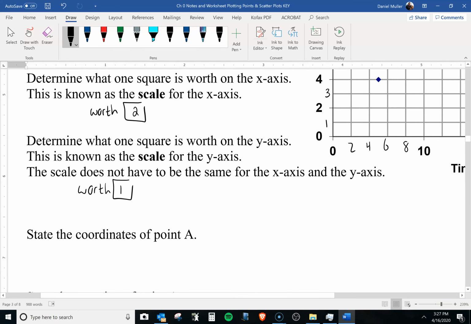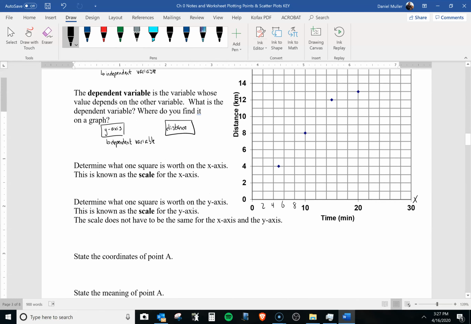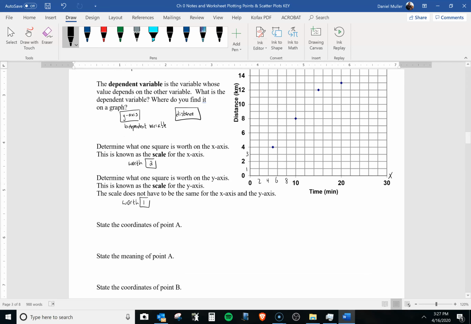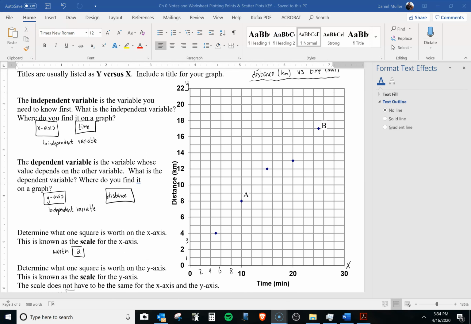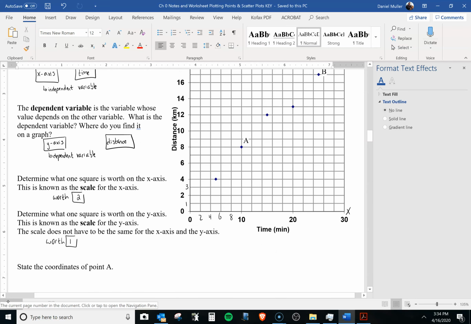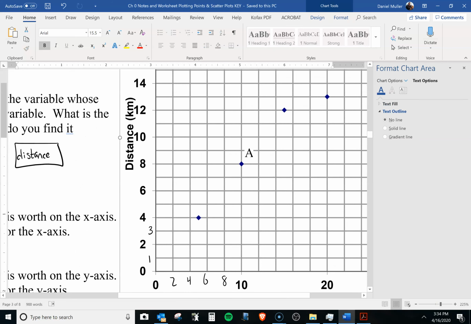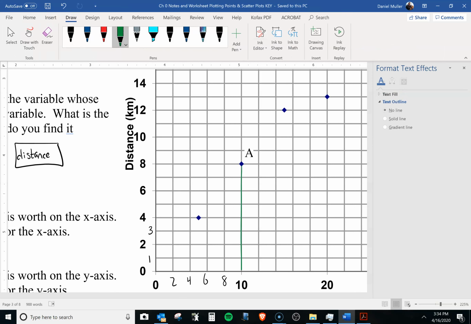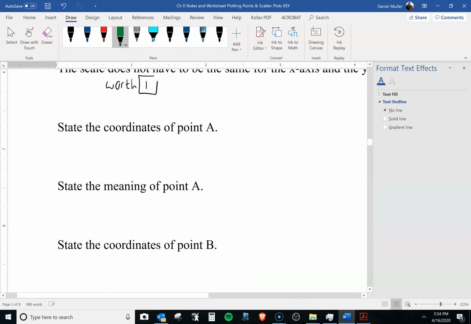It wants us to state the coordinates of point A. Well, I don't know which one here is point A, so I'm going to have to figure that one out first. Okay, so it looks like point A is right here. And so we need to find the coordinates of that. It looks to me that that is 10 and 8. So we're going to go 10 to the right and then 8 up.